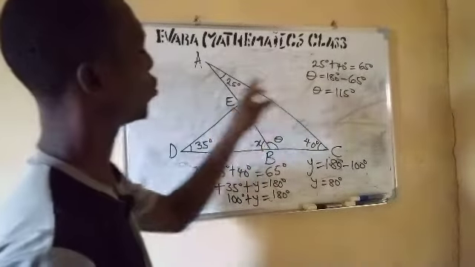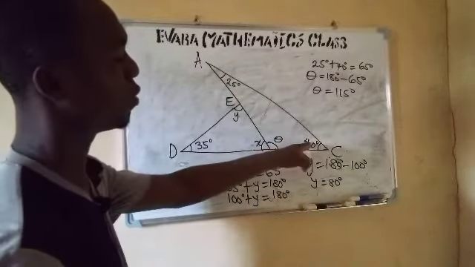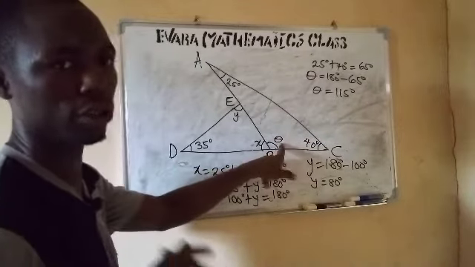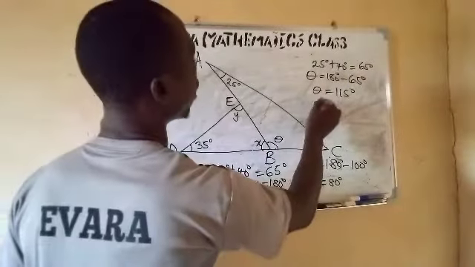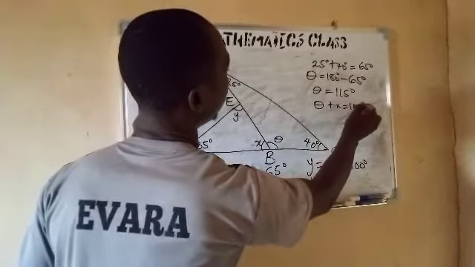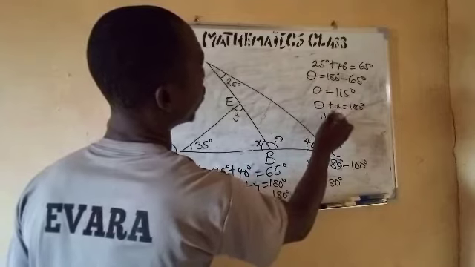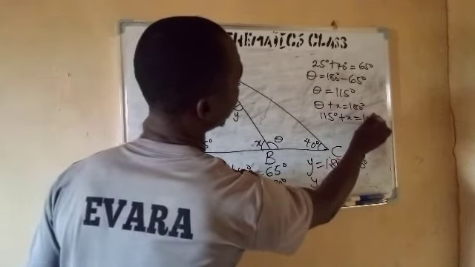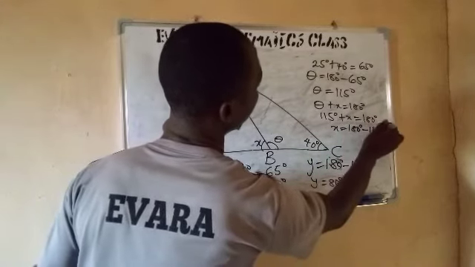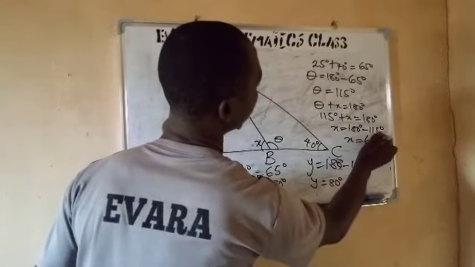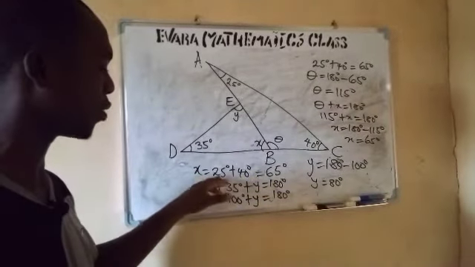We got this 180 because the sum of angles in a triangle is 180. So if you add up this and you subtract from 180, it will give you the value of this third angle. And we can see that this angle and X are on a straight line. So we can now say theta plus X is equal to 180 degrees, angles on a straight line. So that means, and theta is what? 115 plus X equals 180. So X will now be 180 degrees minus 115. So X equals 65.